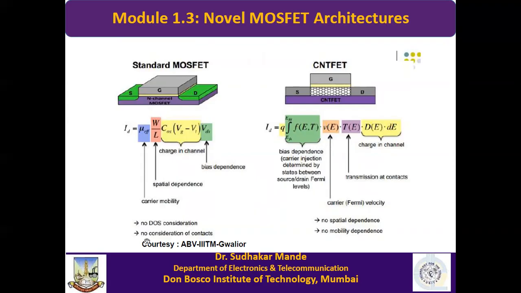But in case of CNT FET, this is the equation. Let us not understand too much. But if you see in this equation, there is no dependence on W by L, whether it is small or large, and no mobility dependence because it is a ballistic transport. That is the reason CNT FETs are giving better performance as compared to standard MOSFET.